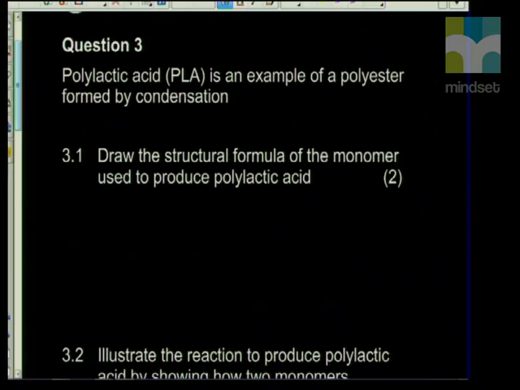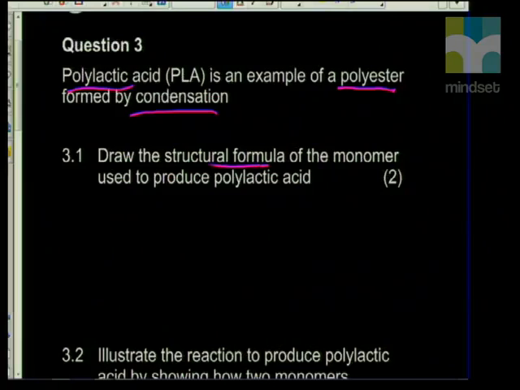We've got one last question to do, and I think it's very important that you study this question. We haven't had polymer questions in previous exam papers, so I've just pulled this one together, but let's make sure we concentrate on understanding this particular one. We're told that we've got something called polylactic acid. It's an example of a polyester that's formed by condensation.